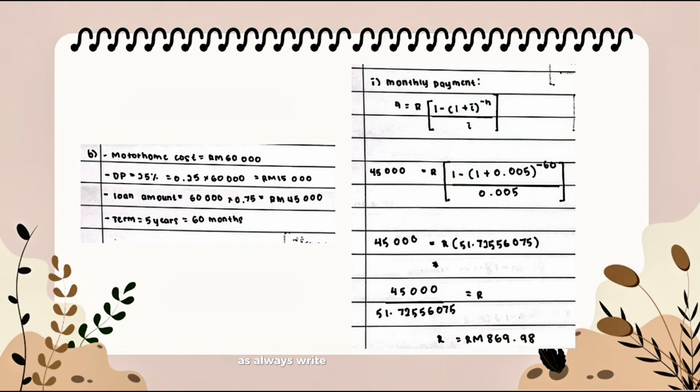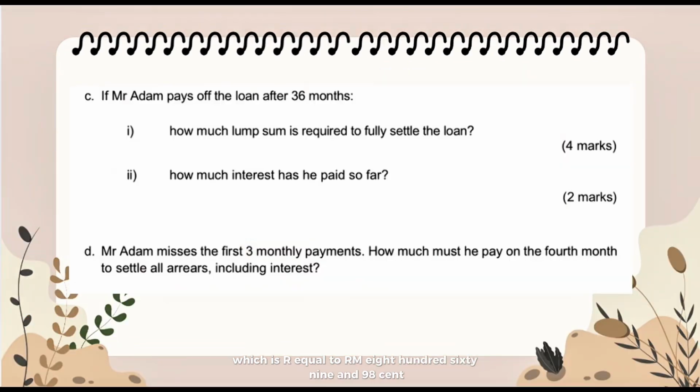As always, write down all the information given from the question. Next, we use the present value formula, and all you have to do is substitute all the information that you already wrote down, and then you will get the answer, which is R equal to RM 869.98. Phew, I can't believe we're almost done. Next up, question C.